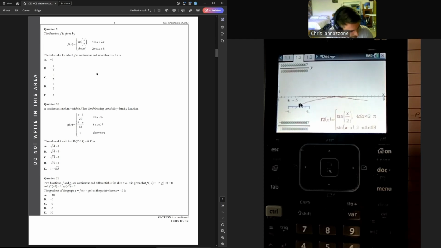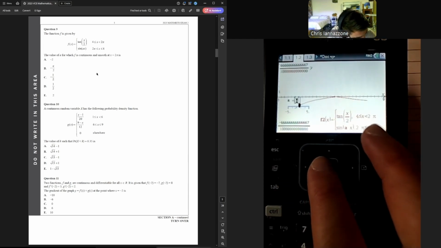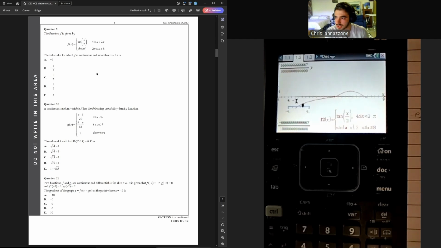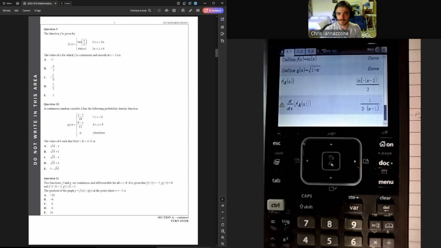And the last one would be 2. Let's double check. So if you check 2, you get another sharp transition. So the only one that looked smooth would be C, and therefore I would choose C. Alrighty, next up, question 10.